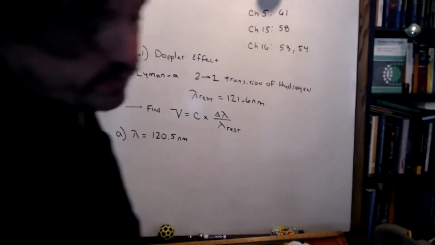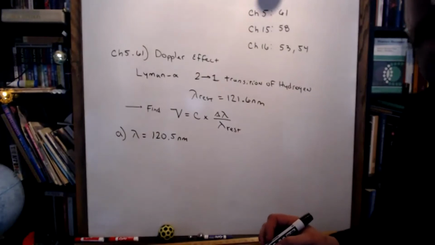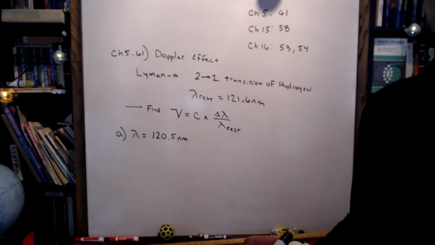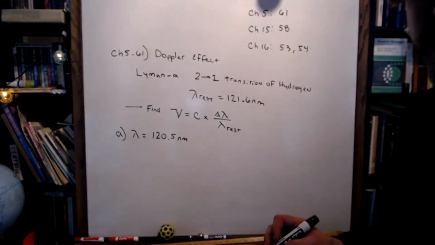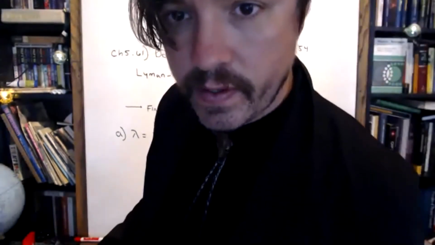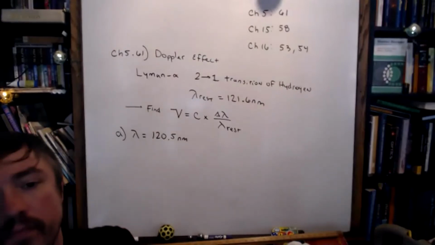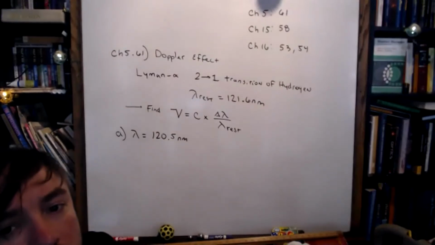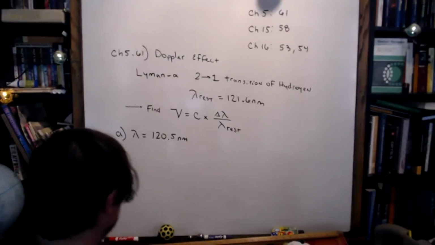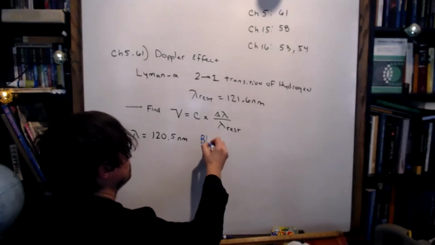Class, is this a blue shift or a red shift? Come on, guys. Blue shift or red shift? I know you can do it. It's getting shorter, which is blue shift. That's right. Does that mean motion towards the observer or away from the observer? It's towards the observer.